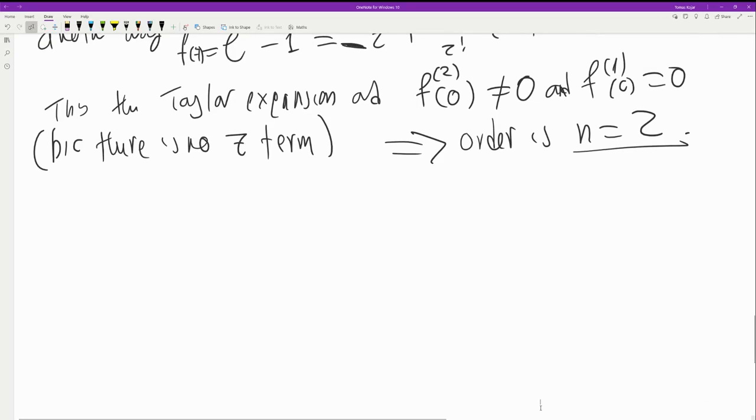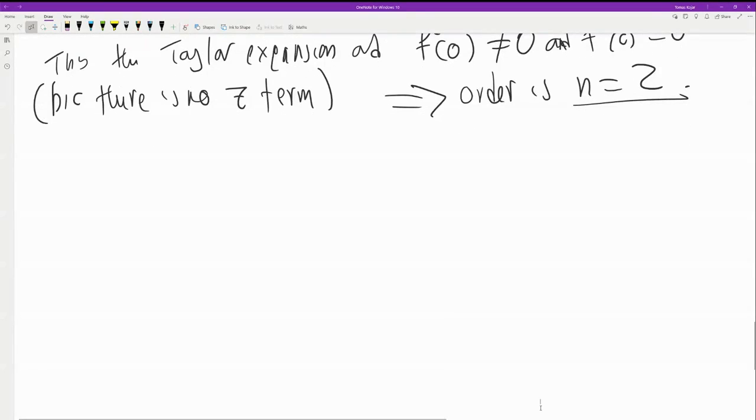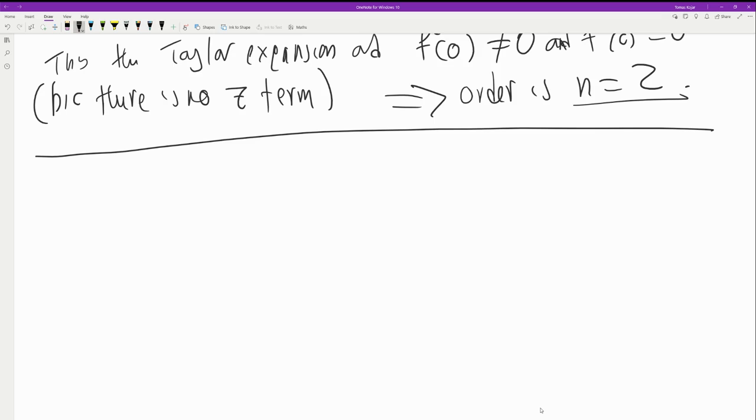Okay, so now let's talk about poles. First, we have the easiest one, called removable singularity.